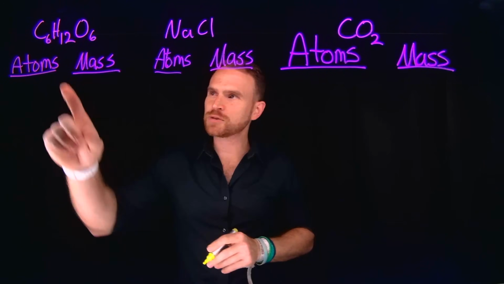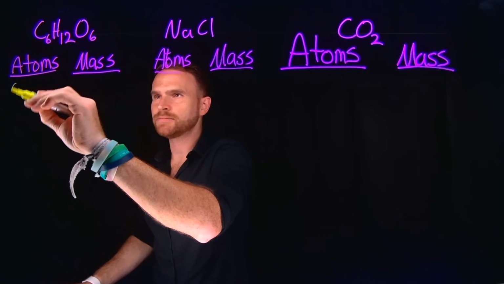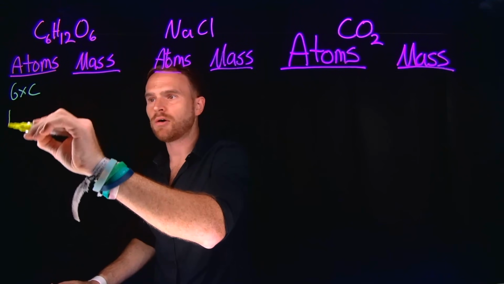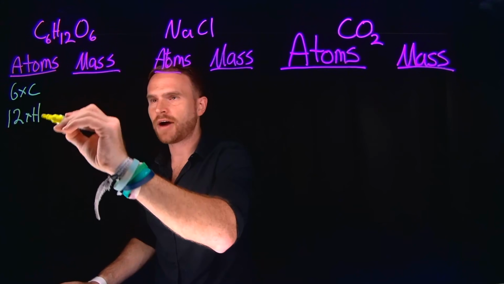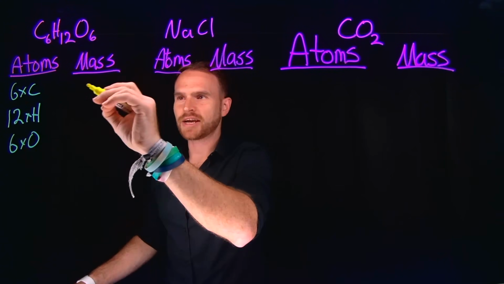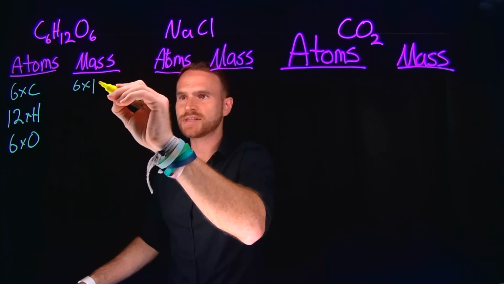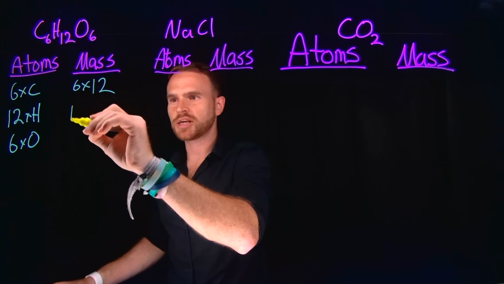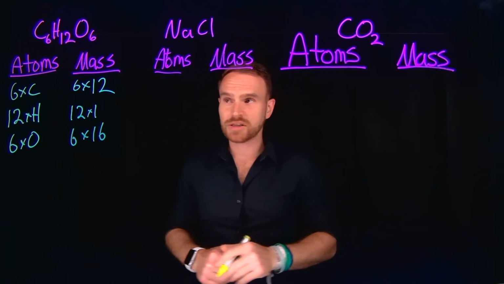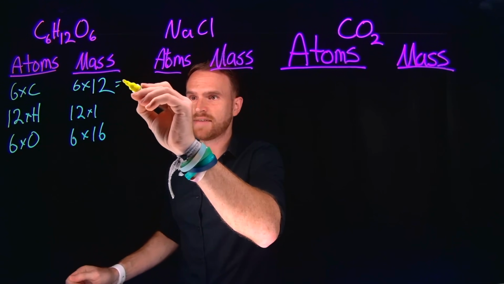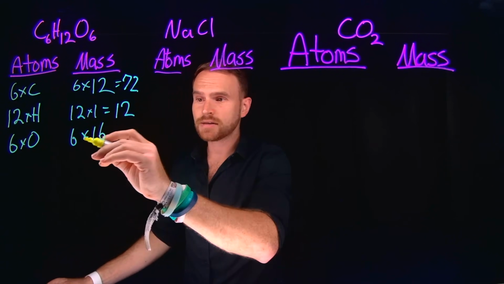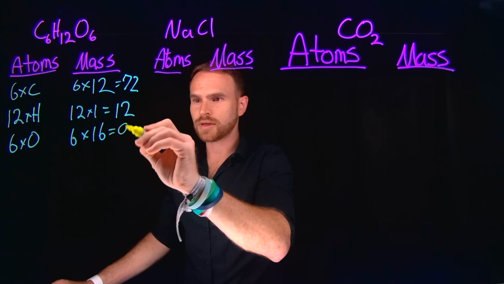In the case of the first molecule, we have 6 atoms of carbon located in this molecule, and we have 12 hydrogen atoms, and then finally we have 6 oxygen atoms. On the periodic table, you would find that carbon is around 12 for its atomic mass units, hydrogen is around 1, and oxygen is around 16. So then 6 times 12 is 72. 12 times 1 is 12. And then finally, 6 times 16 is equal to 96.